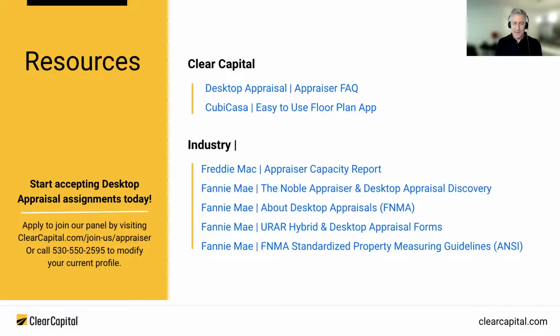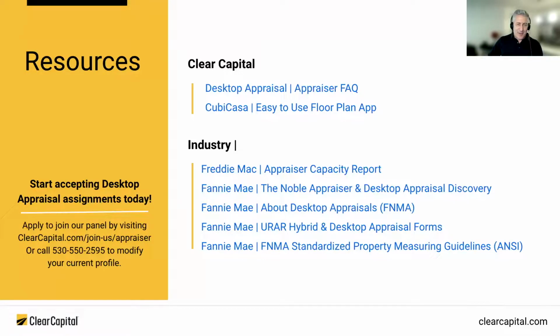We've got a link to Cubicasa in case you're interested in more information about that floor plan app. Now, as far as industry news goes, Ken alluded to earlier the appraiser capacity report. If you're interested in more details about that, we've got a link for you. For those not familiar, Fannie Mae puts out a series of cute little folksy videos called the Noble Appraiser series, and they did put one together on the desktop appraisal. It doesn't have any audio except for a folksy little tune playing in the background, but it does give great information as to their perspective on the desktop appraisal.